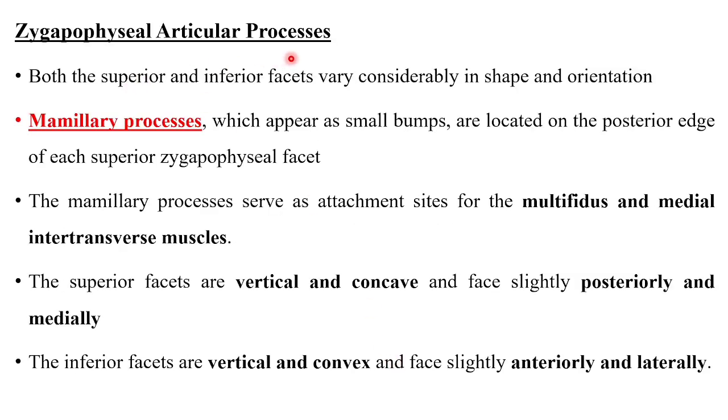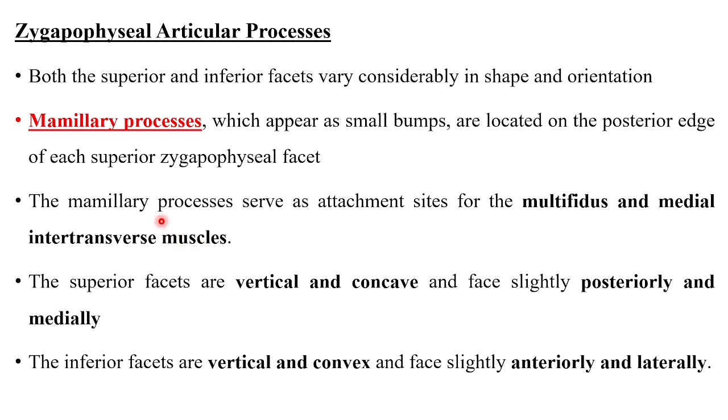Coming to the zygapophyseal articular processes, both the superior and inferior facets vary considerably in shape and orientation. The mammillary process, which appears as a small bump, is located on the posterior edge of each superior zygapophyseal facet. Like the uncinate process or demi-facets, which are unique features of the cervical and thoracic vertebrae, the mammillary process is a unique feature present in the lumbar vertebrae. These processes serve as attachment sites for the multifidus and the medial intertransverse muscles.